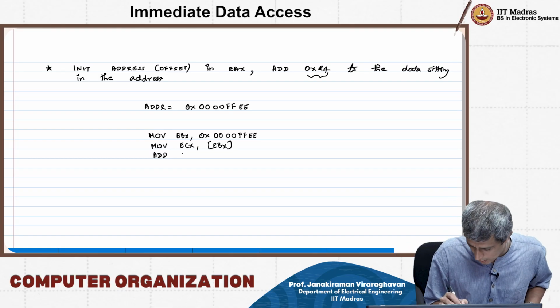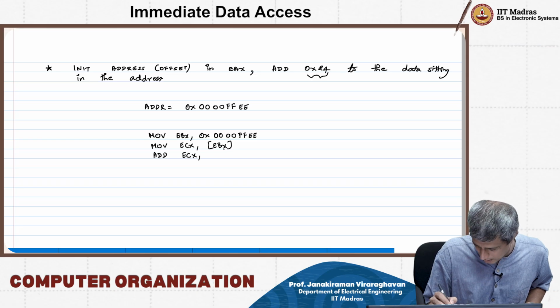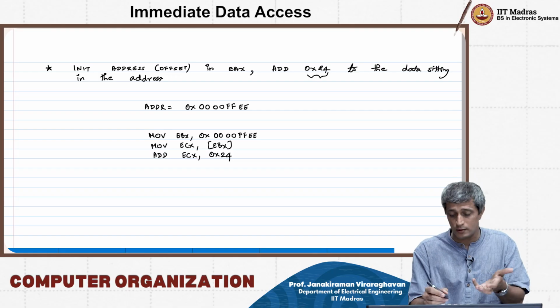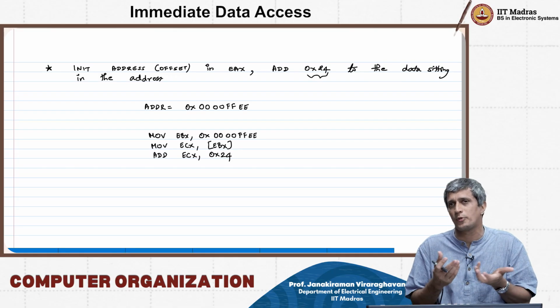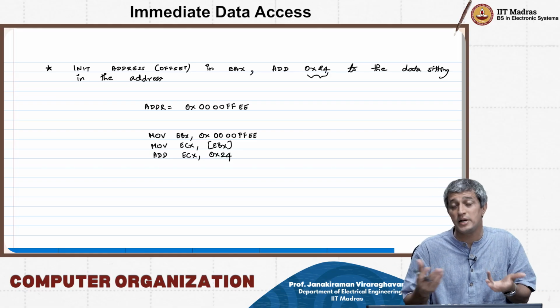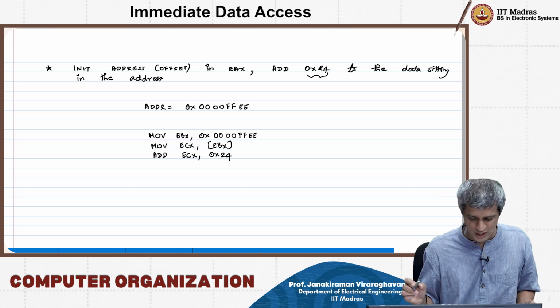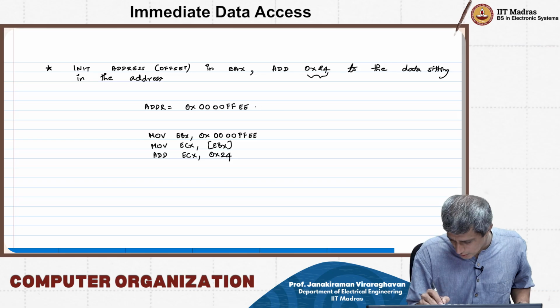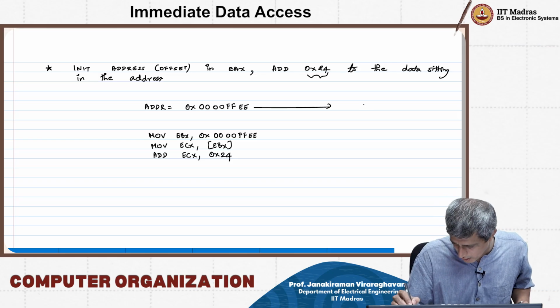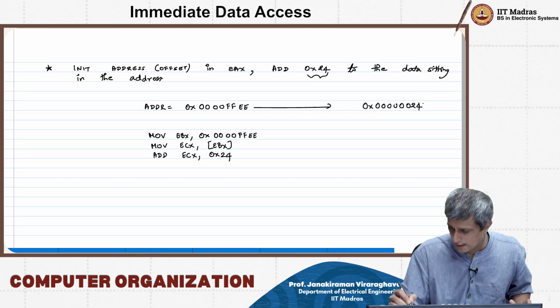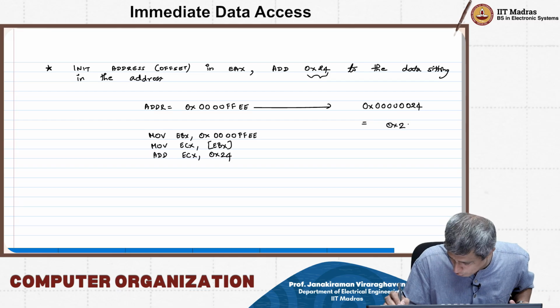Okay, so add ECX, comma 0x24. So I can do this immediate data even with the add operation, subtract operation, whatever, right? The immediate access of data can be done even using any ALU operation as well. So effectively what will happen here now, this offset is going to point to a certain number. Let's say that is 0x00000024. Okay, or I can effectively say this is all 0x24.